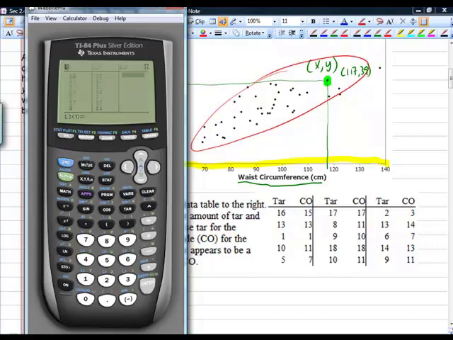So we hit second mode, and that takes us back to the home screen. And then we want to do our plot. And it's a statistical plot. So you see how it says stat plot in blue? Yours may have it in yellow.